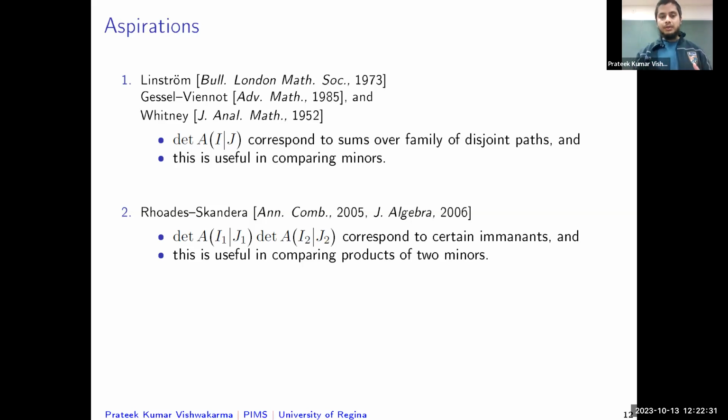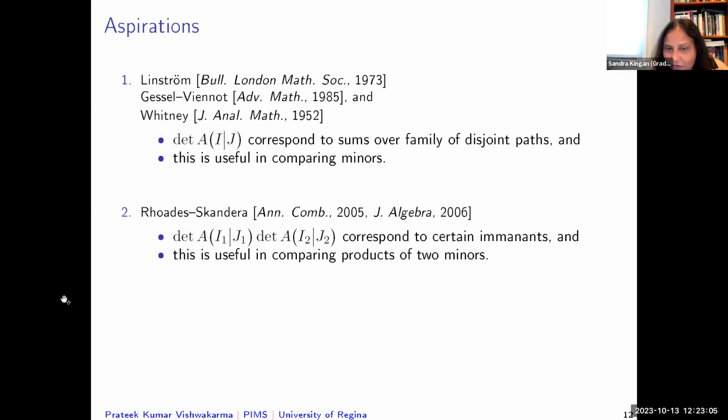But if you want to really learn about the relation between products of two minors of totally non-negative matrices, then we will have to look at certain eminents which were discussed in the very beautiful work of Rhoades and Skandera. But this specific work is not in the scope of this talk. I just thought to put the references for the audience.